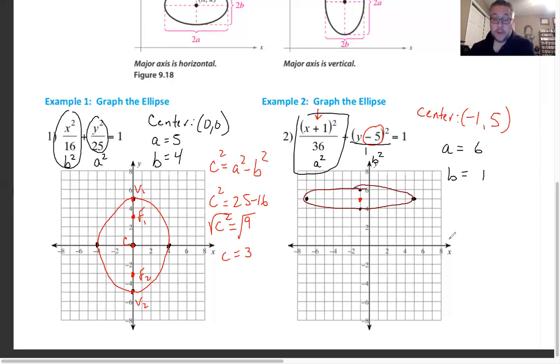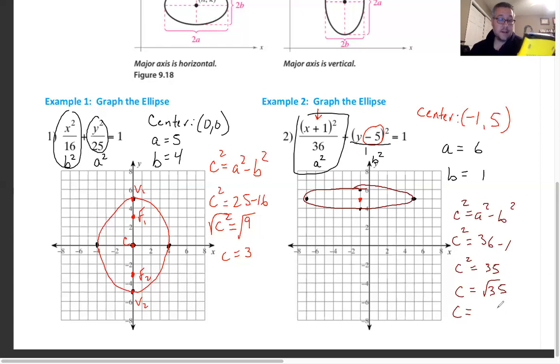Now, the only thing else I'd like to put in is those focal points, the foci. So again, that's c squared equals a squared minus b squared. So we have c squared equals, that was 36 minus 1. So we have c squared equals 35. So we'd have c equals the square root of 35. Now, the square root of 35, that does not help me conceptualize where to put this on the graph. So I know it's close to 6 because the square root of 36 is 6. The square root of 35 is 5.9, which is just a whisker short of 6.